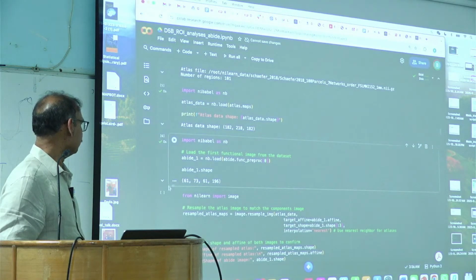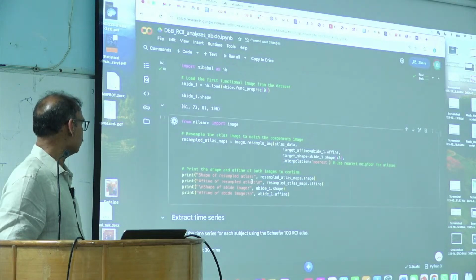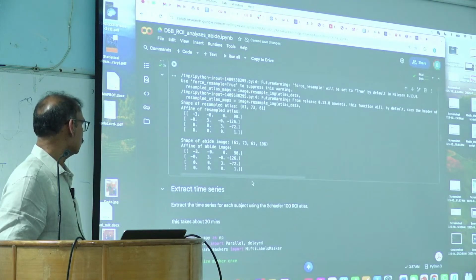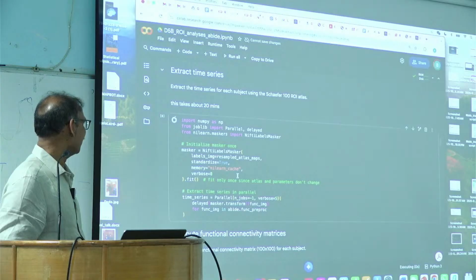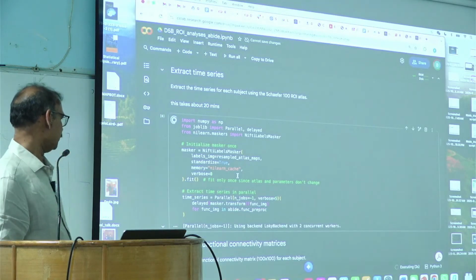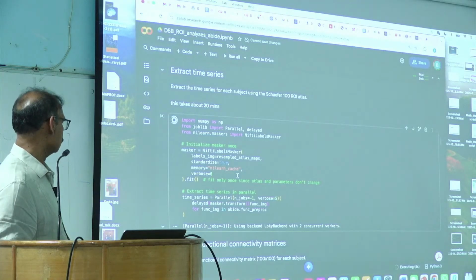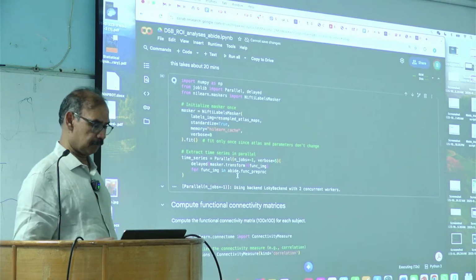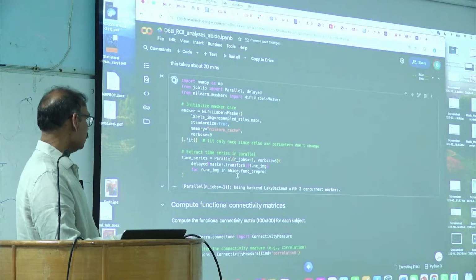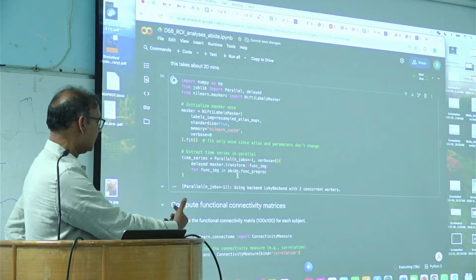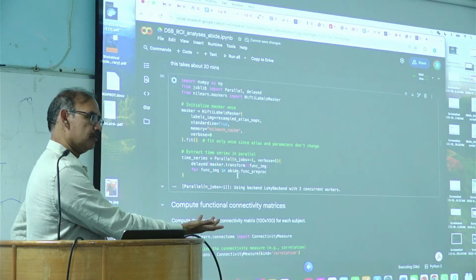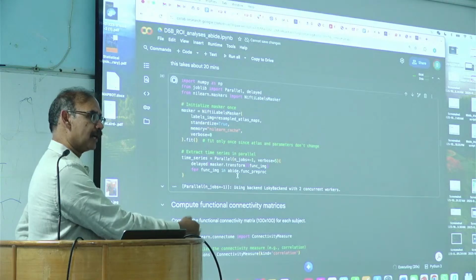And then ABIDE, these are the pre-processed data. And then we extract the time series. So far, all of you should be able to do ICA, all of you should be able to do seed-based, and all of you should be able to do graph theoretical measures.